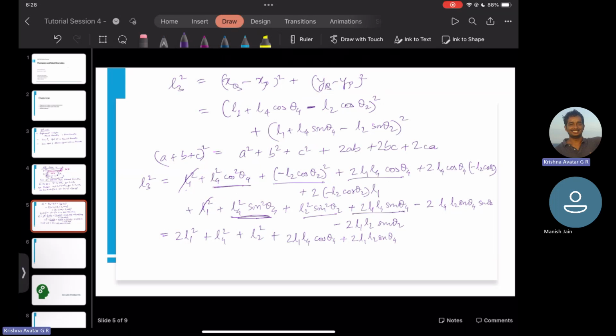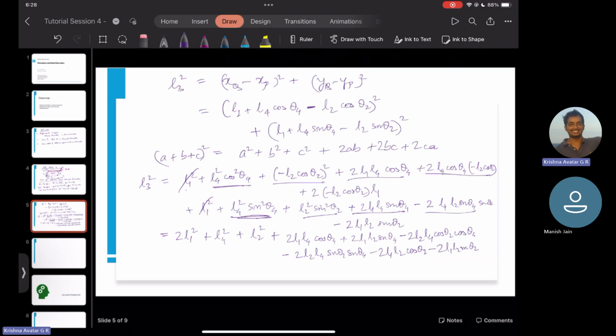And in this case, we have minus, isn't it? So we'll have minus 2L2 L4 cosine theta 2 cosine theta 4. And then this is gone. Similarly, we have minus 2L2 L4 sine theta 2 sine theta 4, and that is gone. And then we have minus 2L1 L2 cosine theta 2 and minus 2L1 L2 sine theta 2, right?